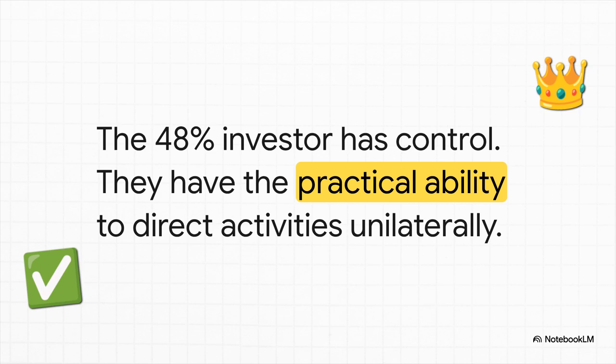And why is that? Because no other shareholder even comes close. And let's be real, it's basically impossible for all those tiny shareholders to get together and vote as a block. This gives the 48% holder what the standard calls the practical ability to win any vote they want. They have de facto power.